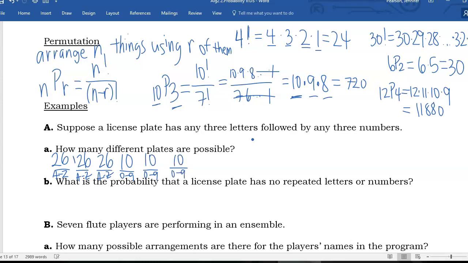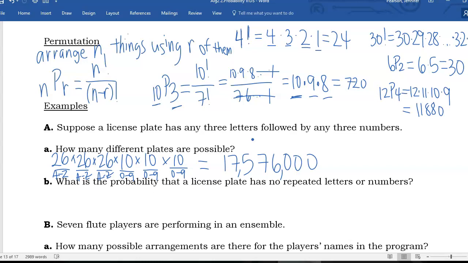So there are 26 options, 26 options, 26 options, 10 options, 10 options, 10 options. If we times all those together, apply our counting principle, that will tell us that there are 17,576,000 license plates that fit this scheme.